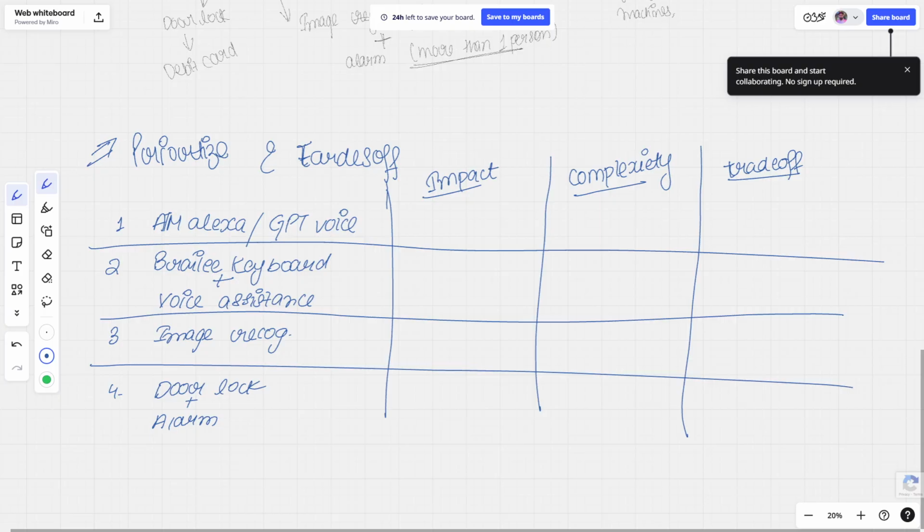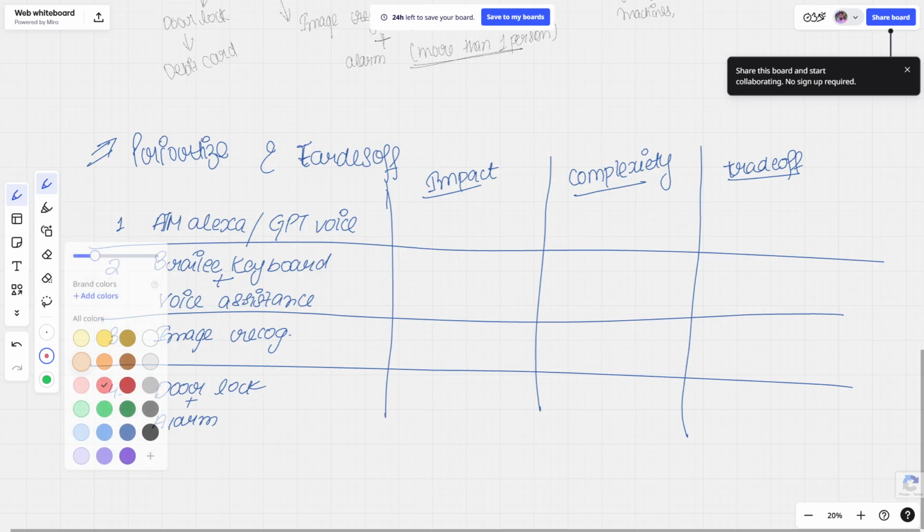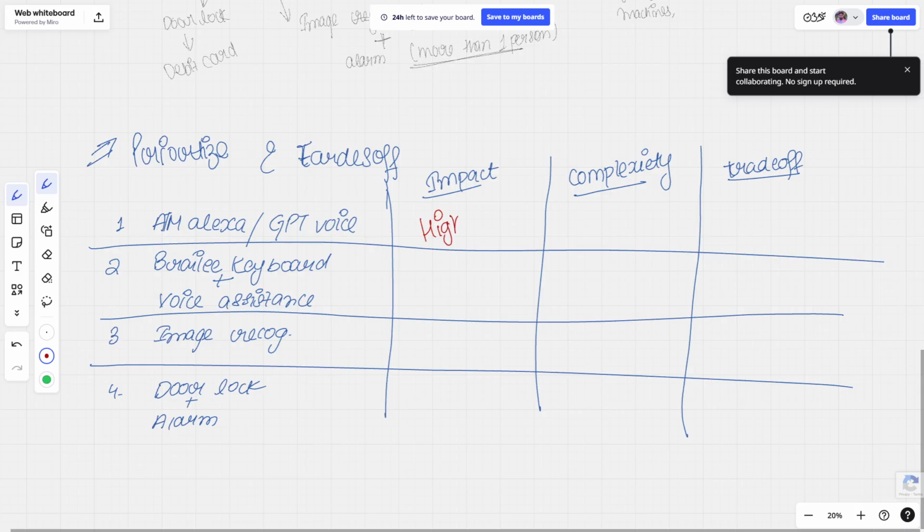Yeah. So ATM, Alexa, GPT voice must have high impact. We can agree as well. Braille keyboard and voice assistants will also have a high impact.